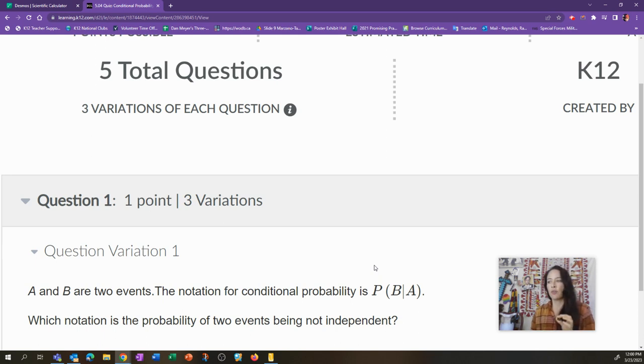Okay? So the probability of rolling a 3, given that you just rolled a 3, is going to be just the probability of rolling a 3, 1 in 6. It doesn't matter what you rolled before because it's independent.